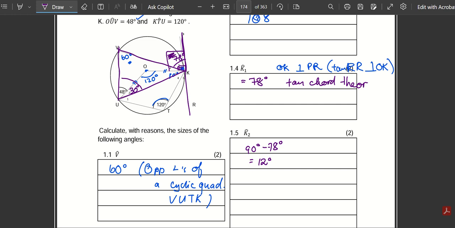Now my reason there was the tan chord theorem, which states that the angle between a tangent and a chord is equal to the opposite angle in the triangle. And then this one will be radius OK or KO is perpendicular to tangent. And the tangent that we are referring to is actually PR. All right, so that reason comes down here, and the previous reason was there.